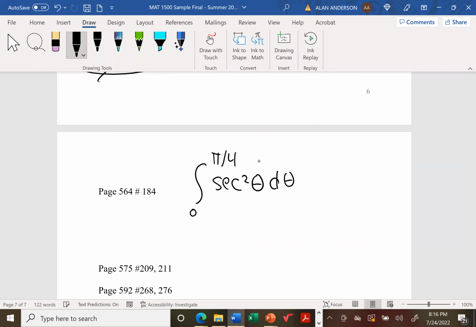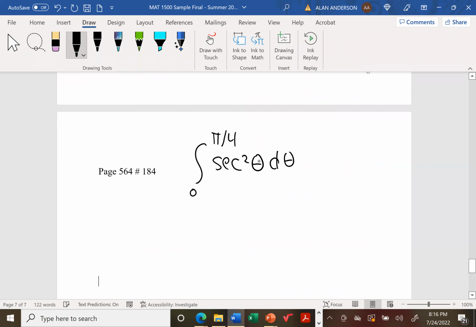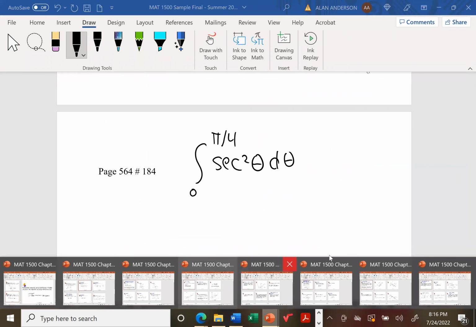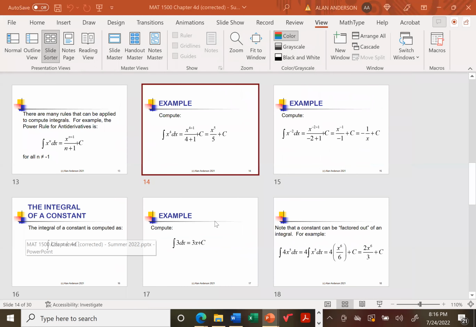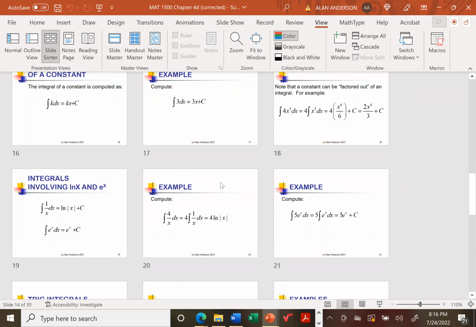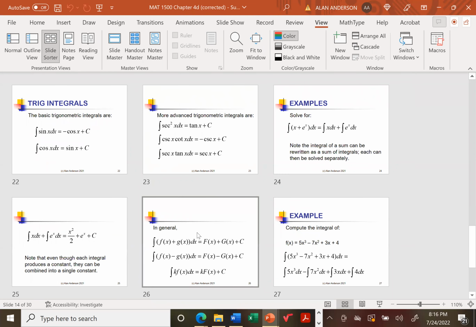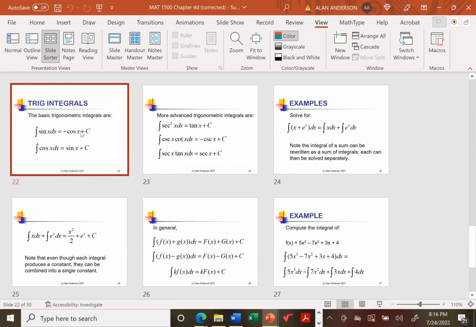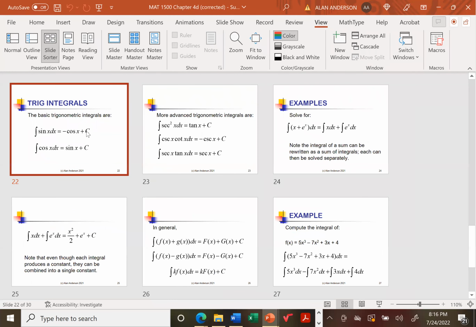Now, here's where you get a break. If you're intimately familiar with the slides, you'll discover, and you should have them right in front of you when you're working on this test. Where are we? Slide 4D, chapter 4D, I called it, although this one is the corrected version. There's one trivial typo in there somewhere. But slide 23 has a chart of the trig integrals. Okay, so that's what we need here, trig integrals.